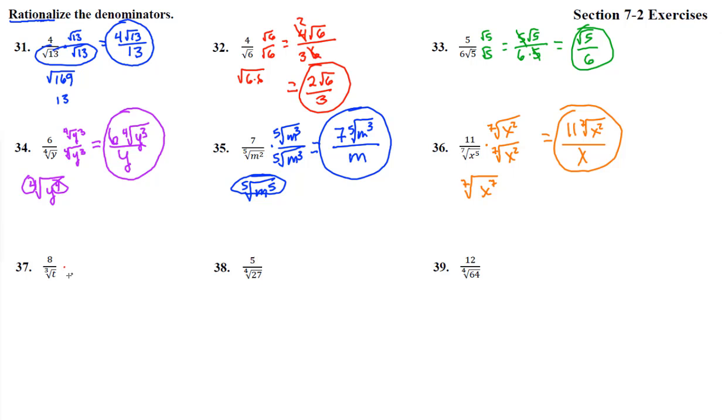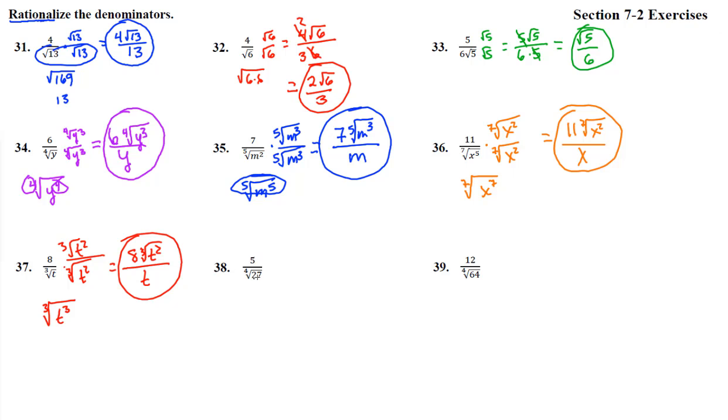Number 37. We need a perfect cube under here, and we only have one t, so the cube root of t squared is what will get it for us. Multiply by cube root of t squared, and that will equal 8 cube roots of t squared all over, in slow motion, the cube root of t. Now t times t squared is t cubed. Those two things undo each other, cube root and cubing, and we get a t. Beautiful.